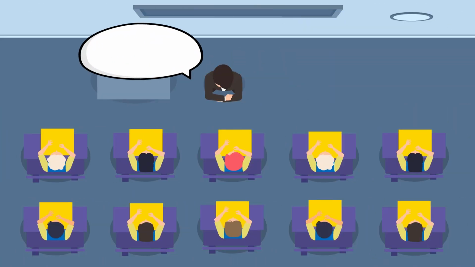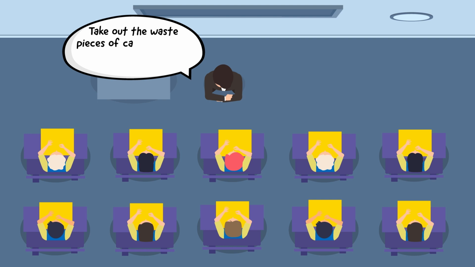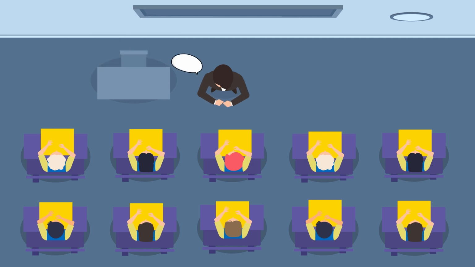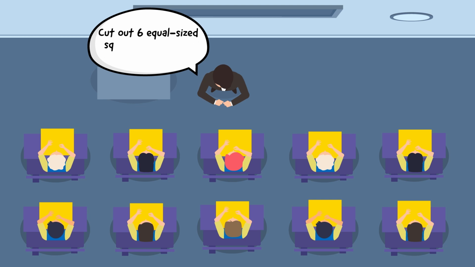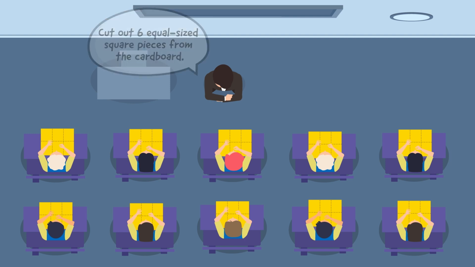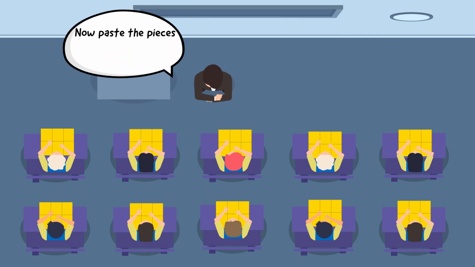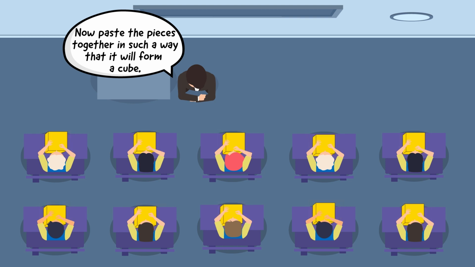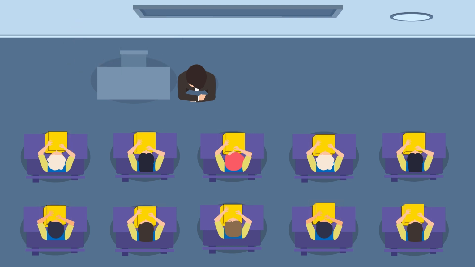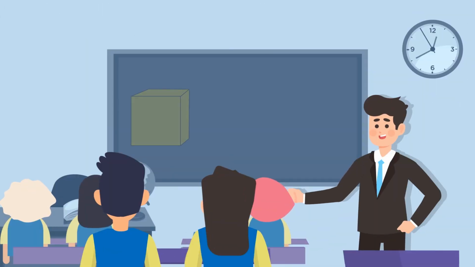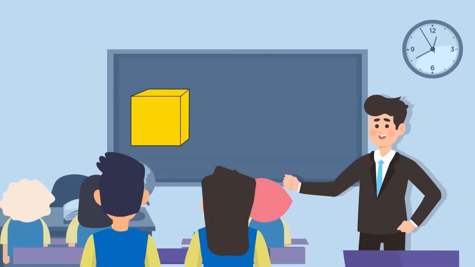Ask the students to take out the waste pieces of cardboard that they have brought with them. Then, guide them in cutting out 6 equal-sized square pieces from the cardboard. Once that is done, ask the students to paste the pieces together in such a way that it will form a cube. Demonstrate the same so that the students can observe and repeat the process. Give them some time to make the cubical box.